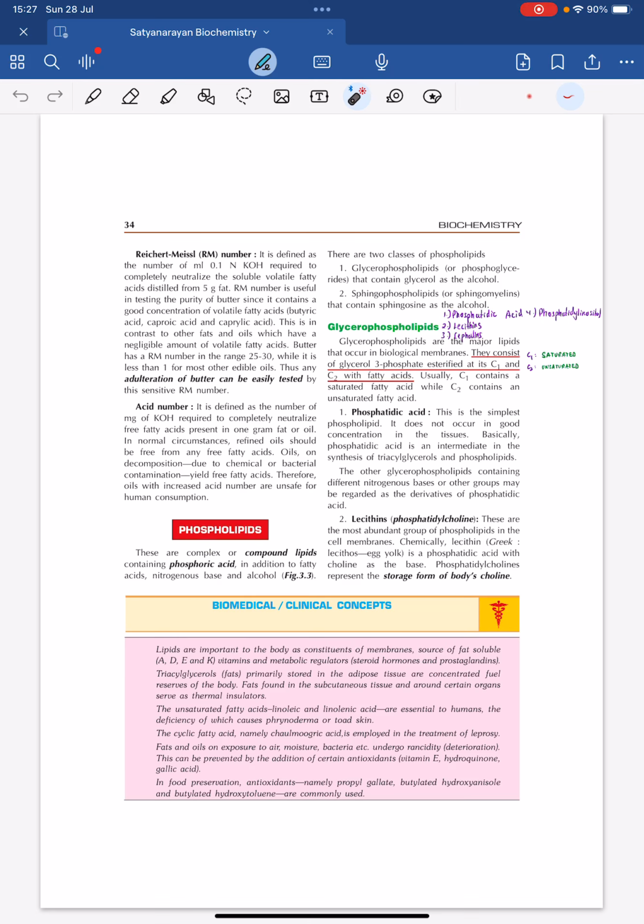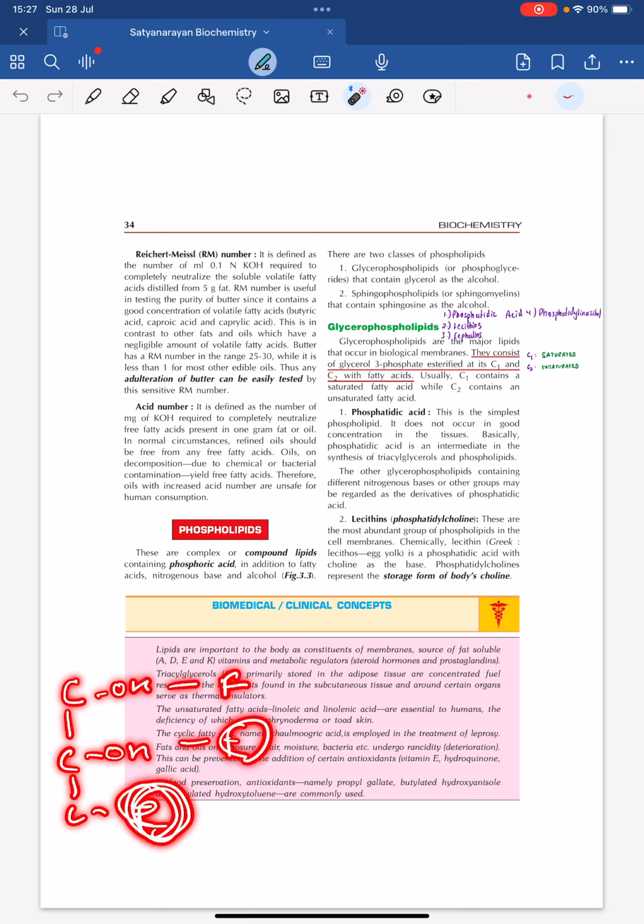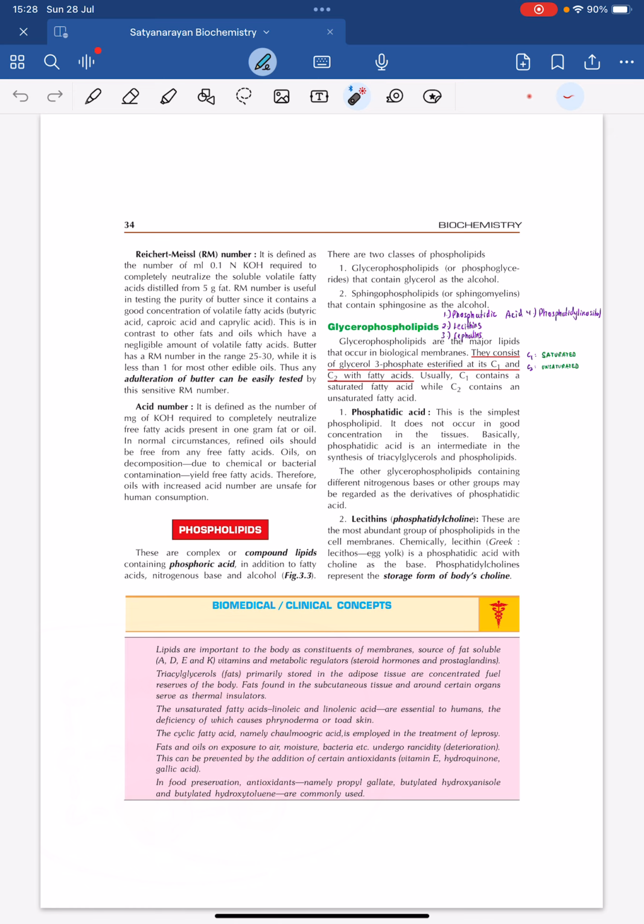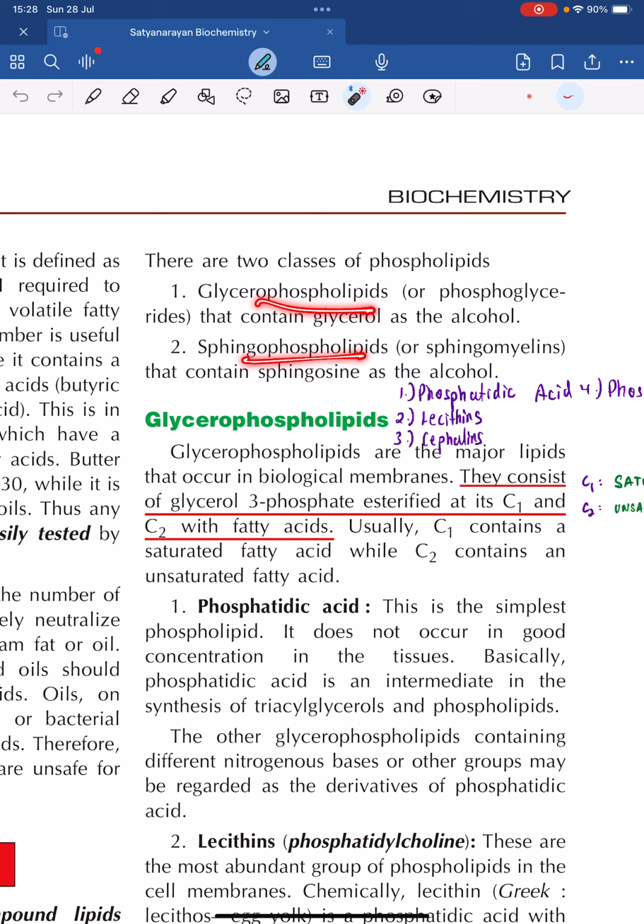Phospholipids. Phospholipids are compound lipids which contain phosphoric acid. That is, in addition to the alcohol, it is connected to fatty acids, but thirdly it is connected to a phosphate group, then a nitrogen base. These are called phospholipids. There are two classes of phospholipids: glycerophospholipid and sphingophospholipid. Glycerophospholipid contains glycerol as the alcohol, while sphingophospholipids contain sphingosine as the alcohol.